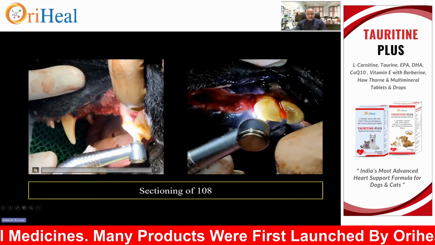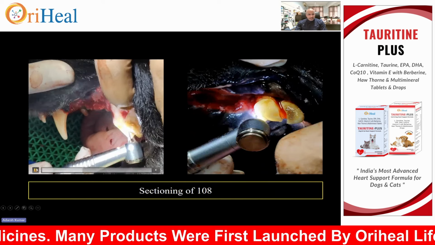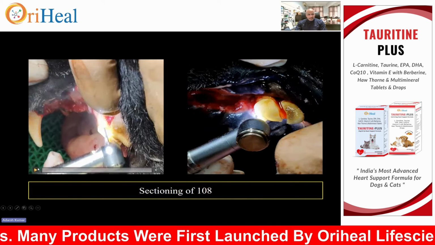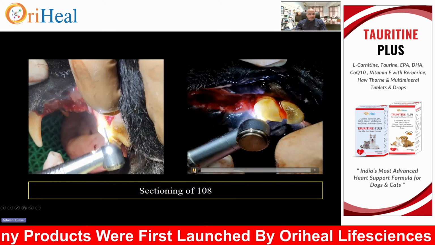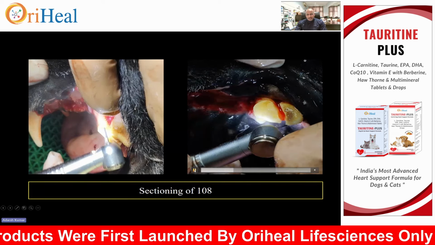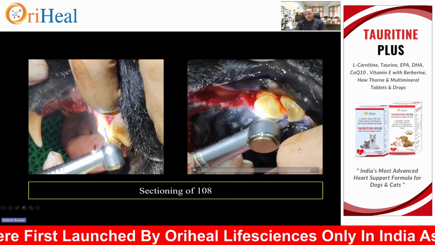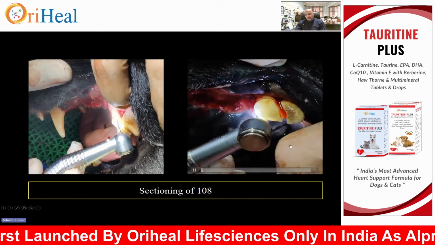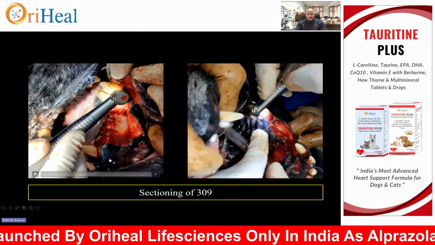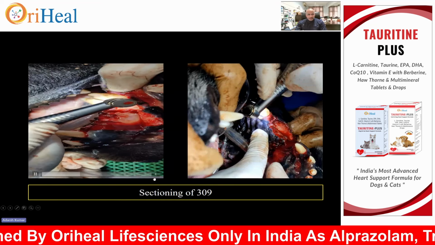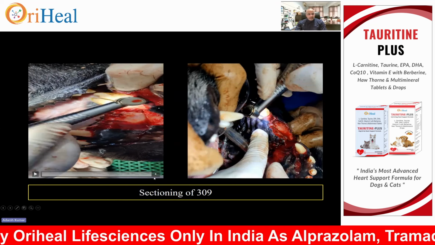So that is the sectioning of 108. Okay, this is 108 sectioning. See here, the 1 and 2 roots are separate, and the third root is being separated here. So again, see, this is how it is being sectioned.